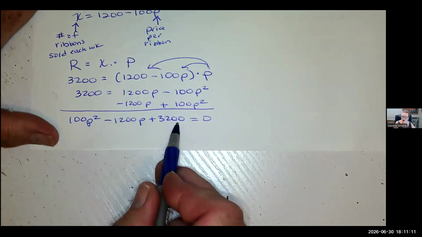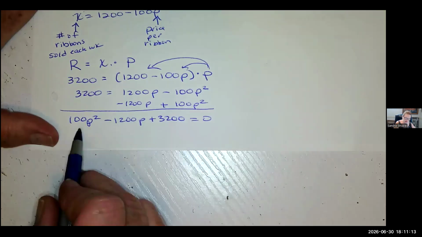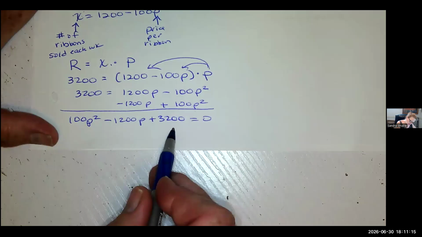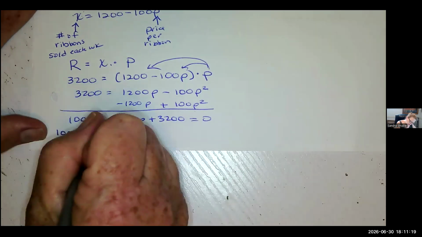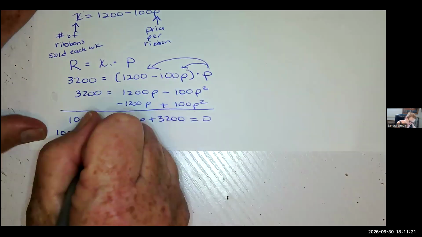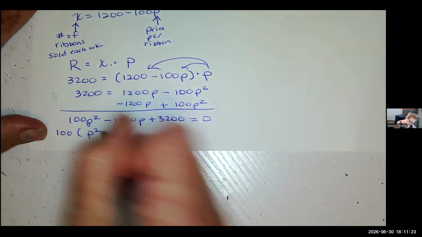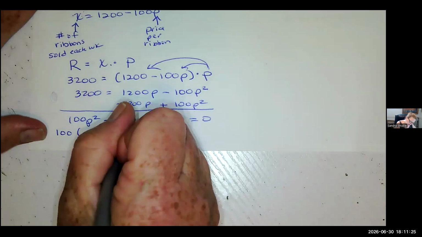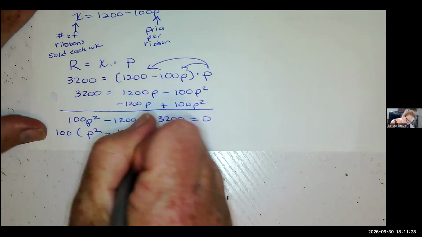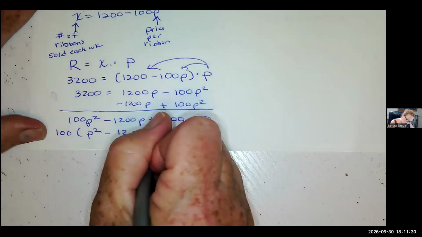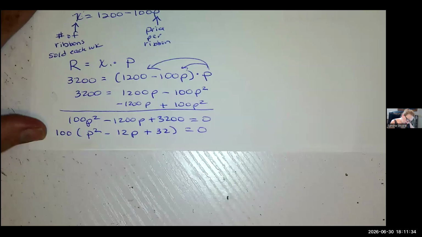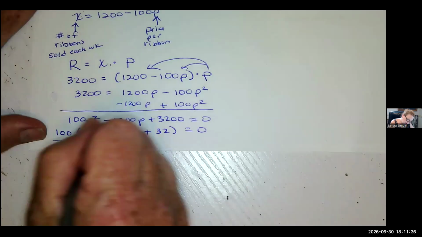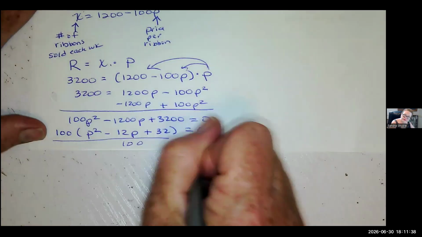Now I see that they all end in 100, so I can factor out 100 from each of these. 100 from 100P squared is just P squared, minus 100 times 12 is 1,200, and 100 times 32 will take care of that. I can divide both sides by 100, and my 100 is gone.